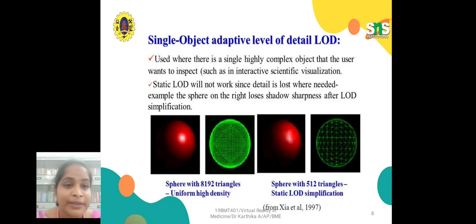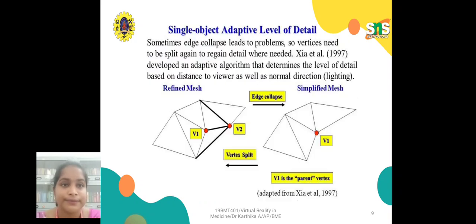See here, the sphere with 8192 triangles, uniform high density. See here the second one, sphere with 512 triangles, static LOD simplification. See the difference, see the clarity. Okay, here sometimes edge collapses lead to problems, so vertices need to split again to regain detail where needed.